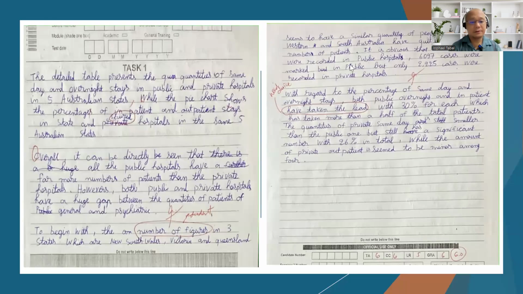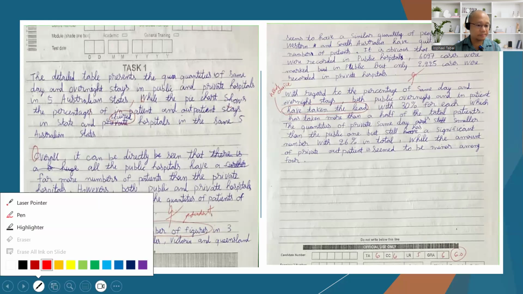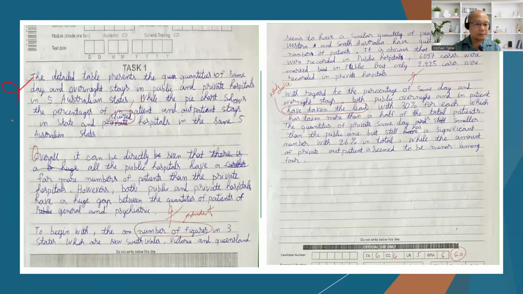So here's an example of a paper-based test, writing task one. As you can see in writing task one, there is an introduction, there is an overview, and there is a body paragraph one and body paragraph two.